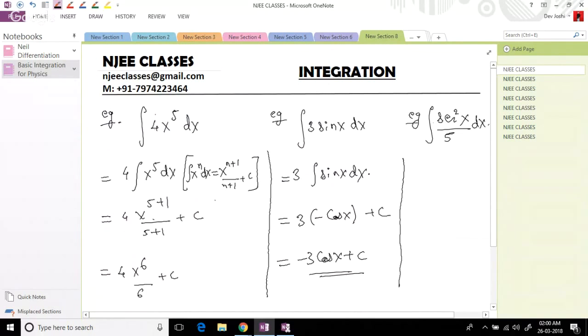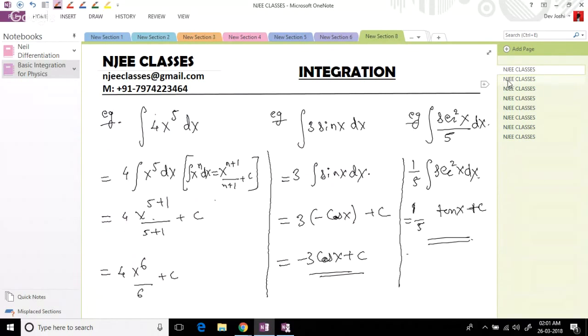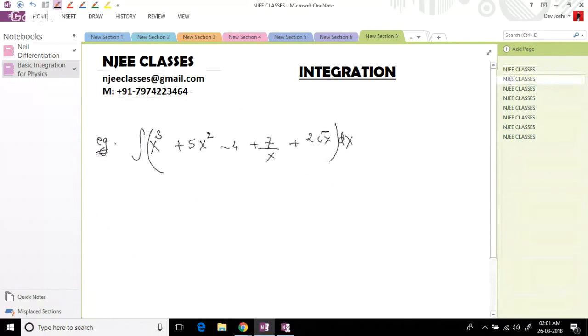Next example we are having integral of sec square x dx upon 5. Again 1 upon 5 is a constant, so 1 upon 5 is taken out of the integral. So what we are having is integral of sec square x dx. Correct. So it is going to be equal to 1 upon 5. Integral of sec square x is what? Tan x. Why? Because differentiation of tan x is sec square x. So integral of sec square x is tan x. So that will be your final answer. Correct.